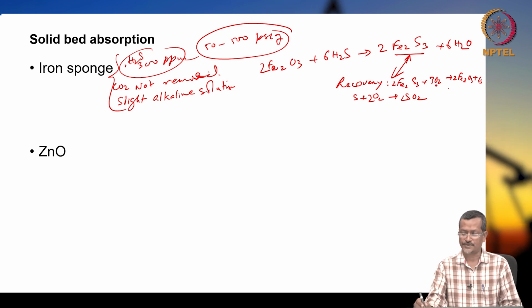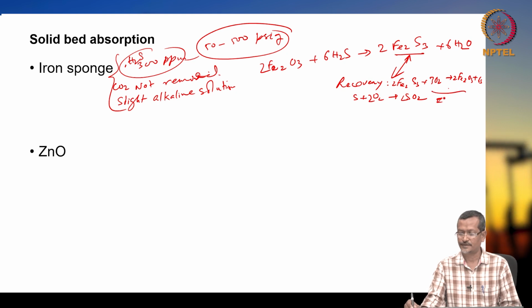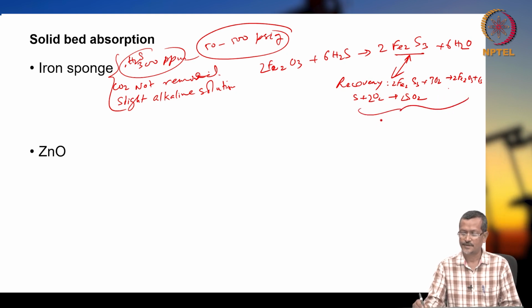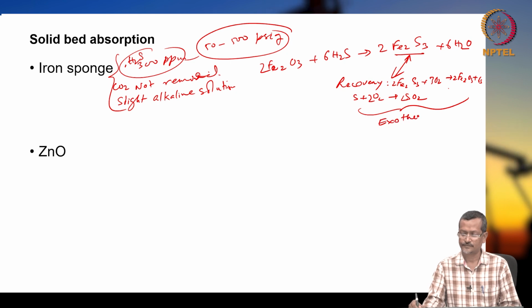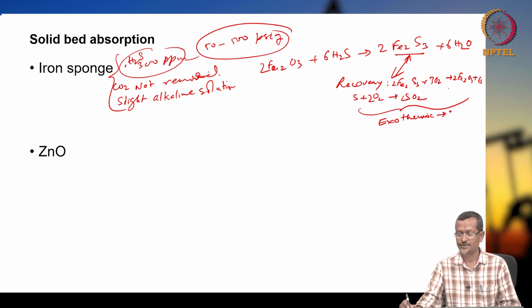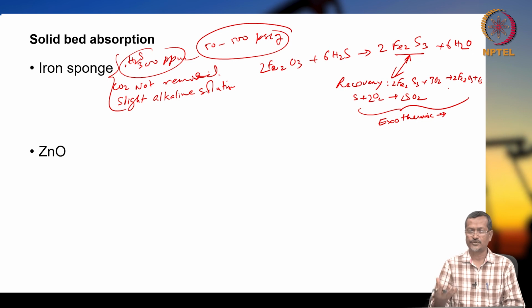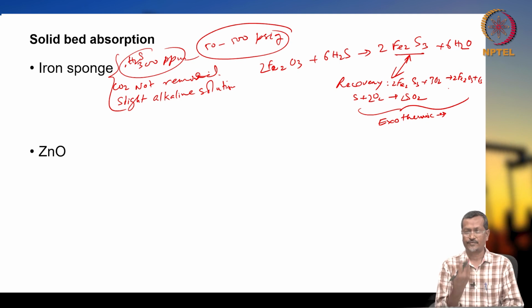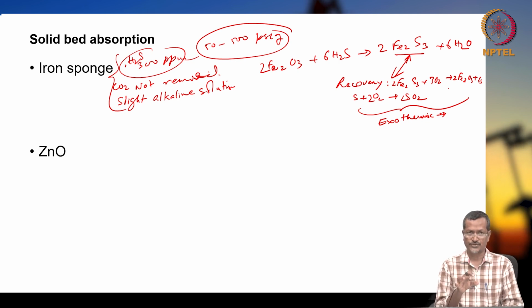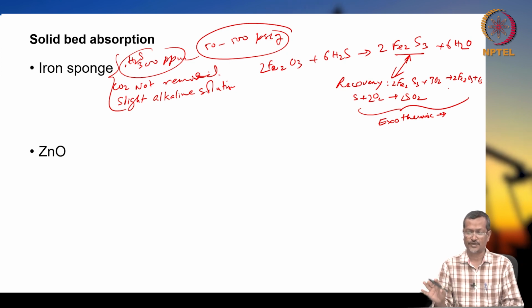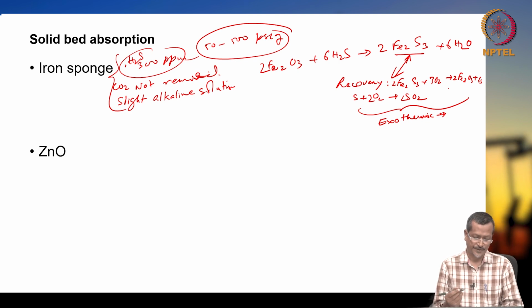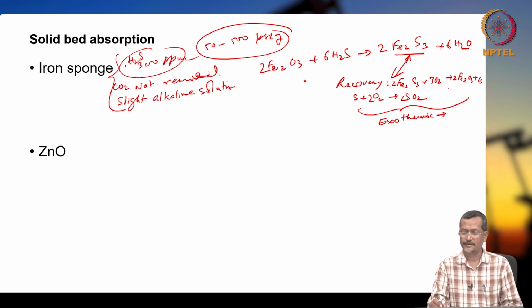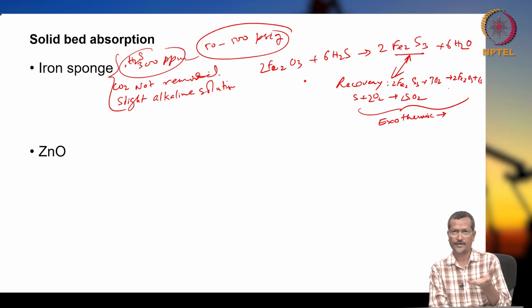Now, this is an exothermic process. Exothermic means heat is generated. When the reaction occurs, it will produce lots of heat. If you are not controlling the reaction, then there will be fire. So, you have to control the supply of oxygen and control the temperature, so that disastrous things should not happen.